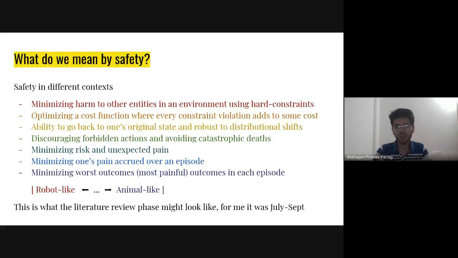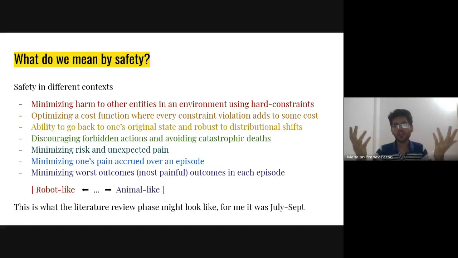You wouldn't want to hurt the human. So that's the more robot side of things, where there would be some sort of hard constraints, and you want to minimize harm to other entities. So that's sort of more robot-like understanding.